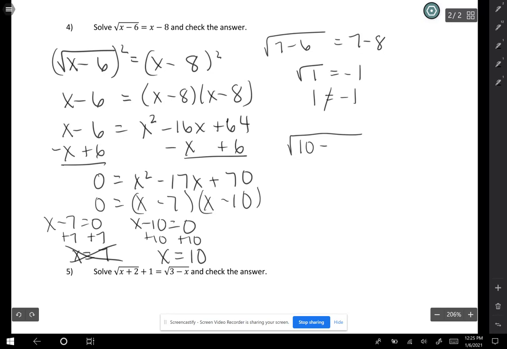Square root of 10 minus 6. We're going to see if that's equal to 10 minus 8. Well, 10 minus 6 is 4, so I get the square root of 4 equals 2. Square root of 4 is in fact 2. So our only answer that works is x equals 10.